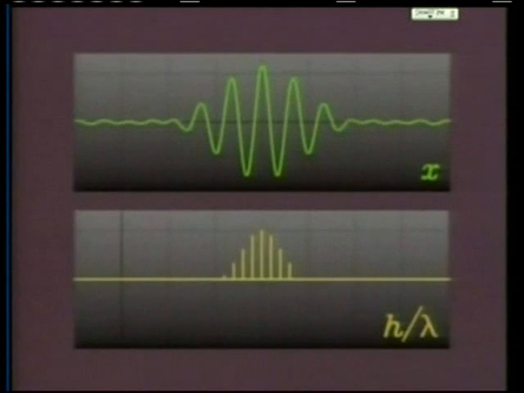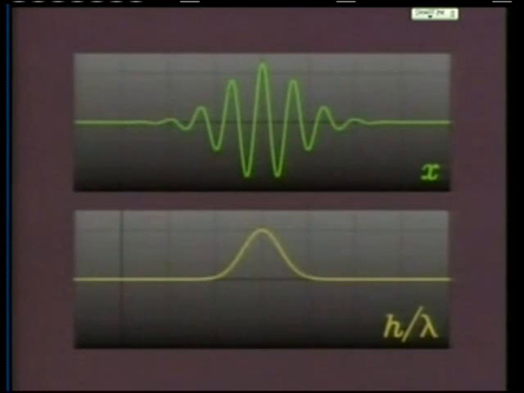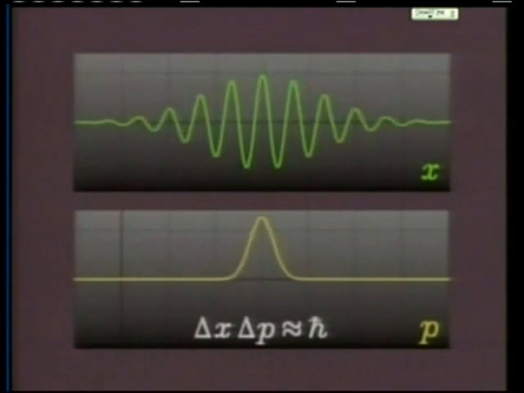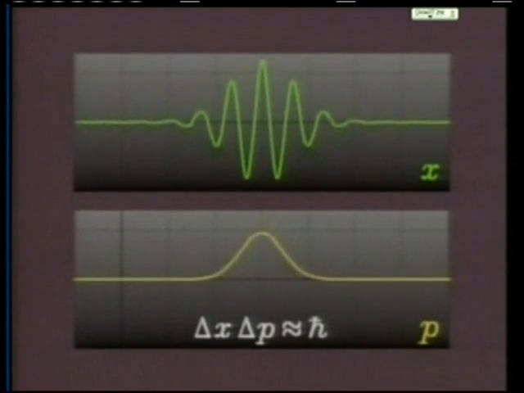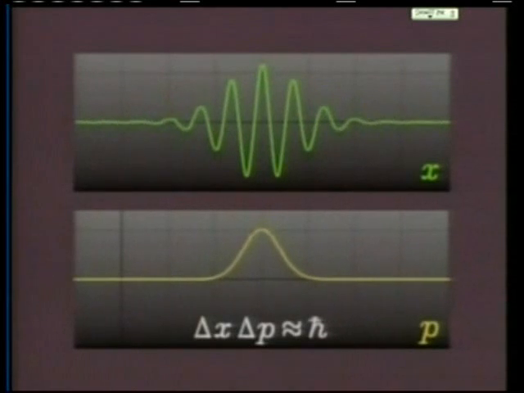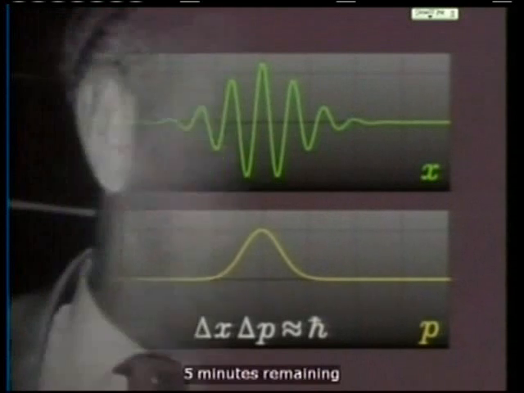In other words, the more one knows about where a particle is, the less one can tell about where and how fast it's going. As the position of the wave becomes more definite, the momentum of the particle becomes less so. That relationship, delta x times delta p is approximately equal to h bar, is called the Heisenberg uncertainty principle. Werner Heisenberg, searching for deeper scientific truth, had raised uncertainty to the level of a fundamental principle of nature.